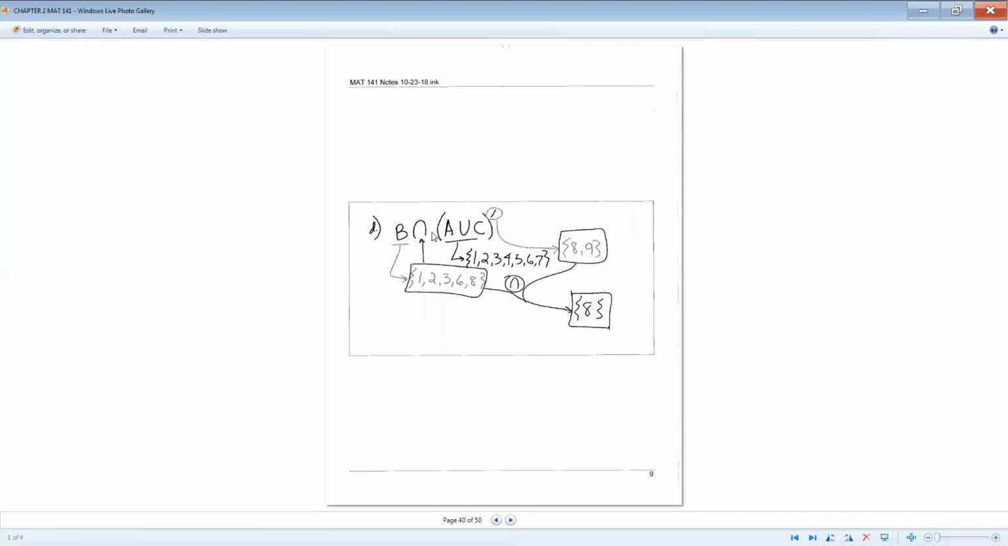Okay, one more. So we have A union C, union A and C together. That'll be 1, 2, 3, 4, 5, 6, 7. Then you compare that to the universe and say, what's the complement of that? What's not here? And that's just 8 and 9. Then you ask yourself, what does that have in common with B? B is 1, 2, 3, 6, 8. So the only thing that B has in common with 8 and 9 is the number 8.